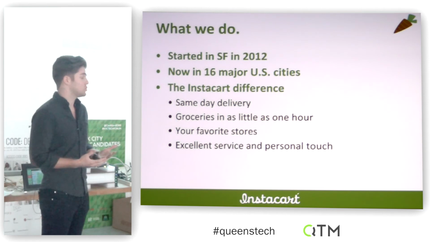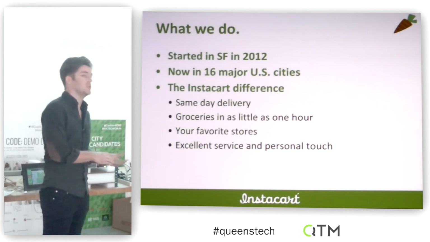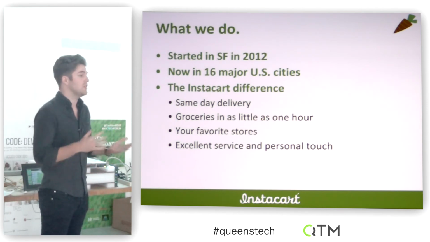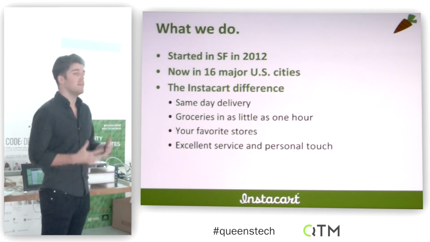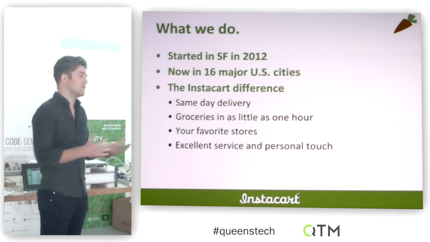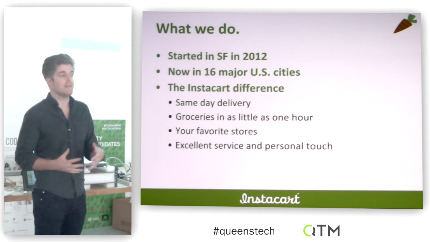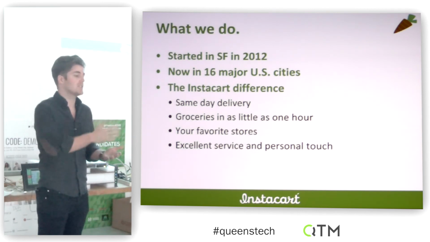Two is that we shop from the stores that you already know and love. So we shop from Whole Foods, we shop from Fairway, we shop from Costco, Key Food, and Food Emporium here in New York. So our customers are already familiar with those stores. There's no learning curve for learning new inventory, unfamiliar products. These are already very familiar products. We've crossed that first barrier.